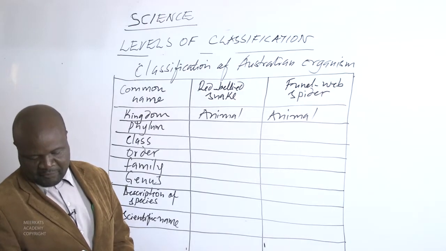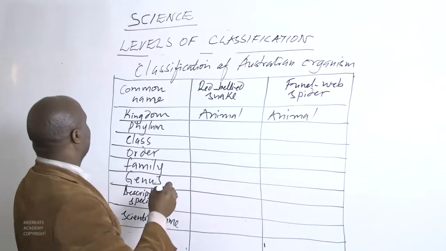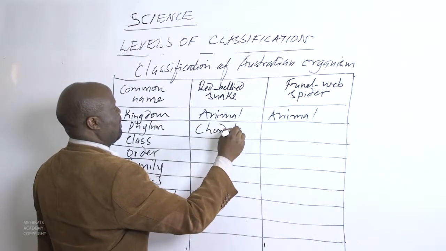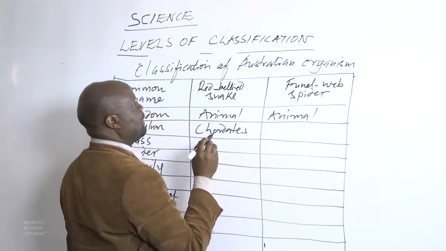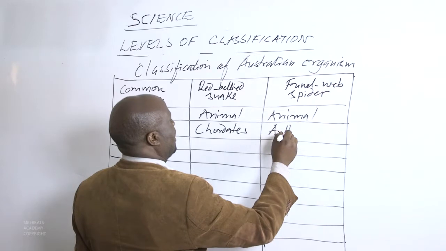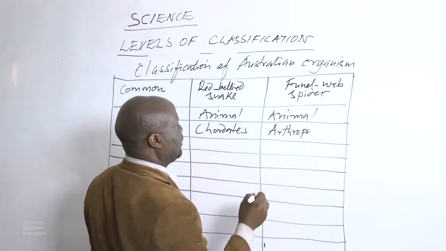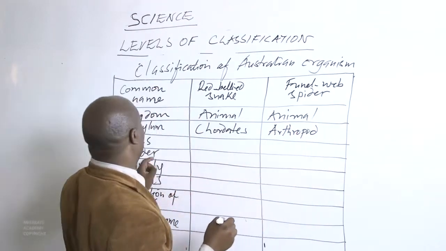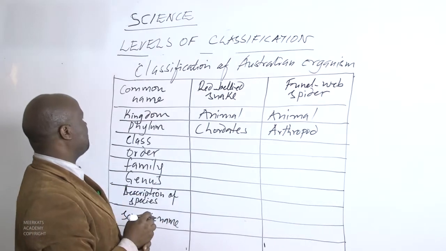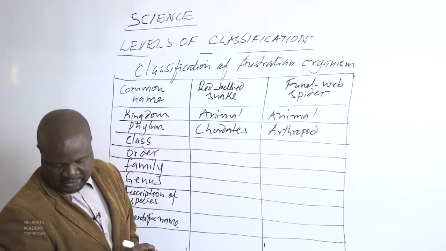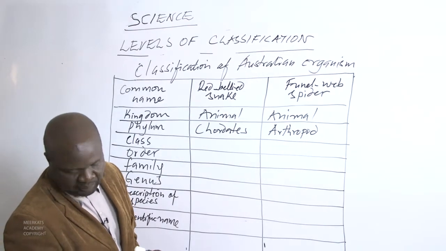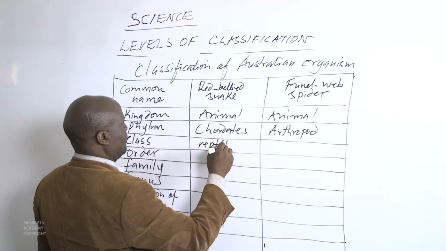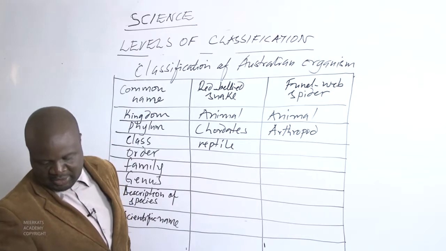When we go to the phylum, the red-bellied snake belongs to the chordates. The funnel web spider belongs to the arthropods. So on the phylum, they don't belong to the same phylum. It's different. And then when we go to the class, the snake is in the class of the reptiles, the Reptilia.